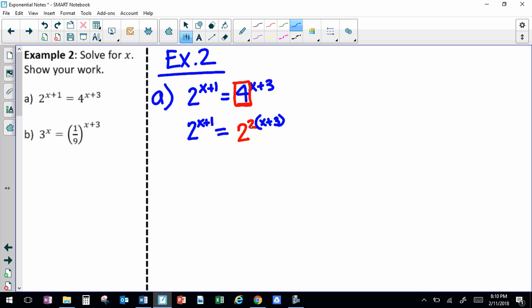Okay? So now that the bases are the same, I'm going to take this exponent, set it equal to this exponent, and solve. So I now have x plus 1 equals 2 times parentheses x plus 3. Now we solve. So we have to distribute first.